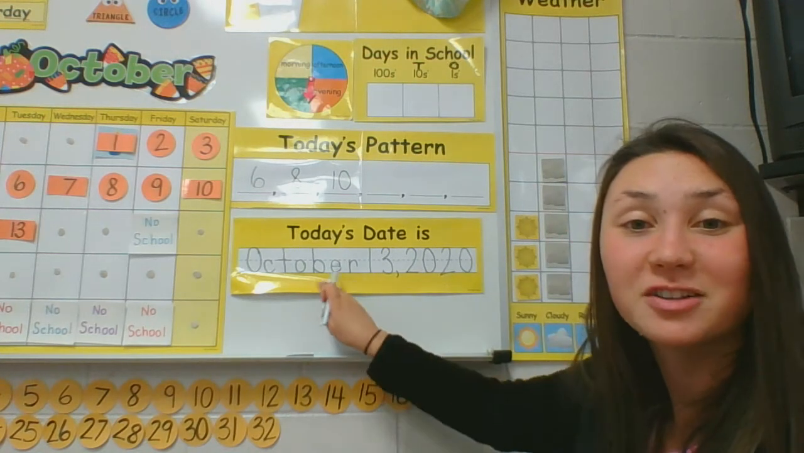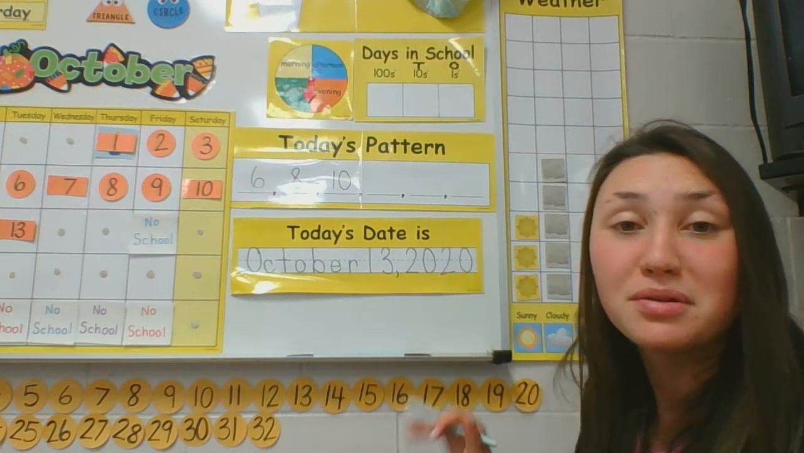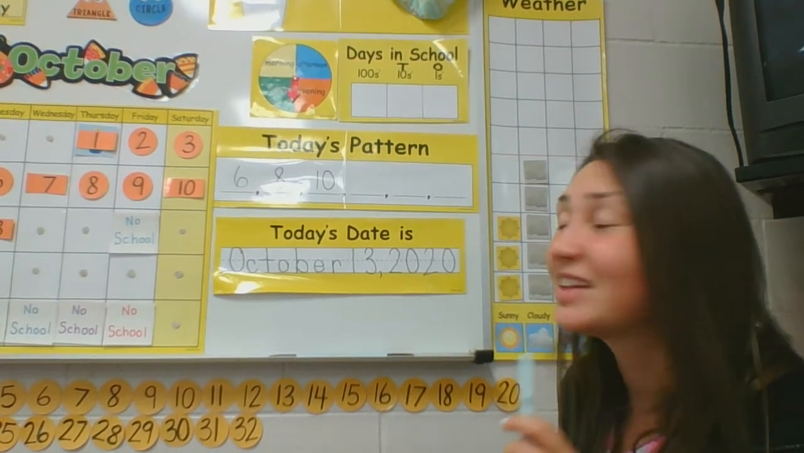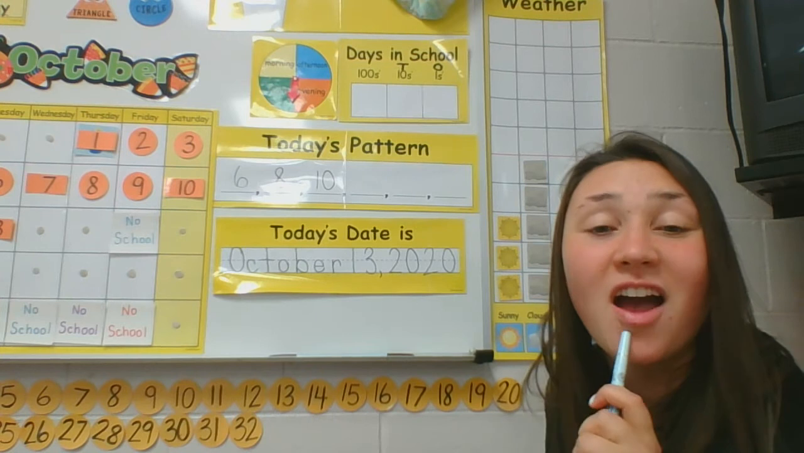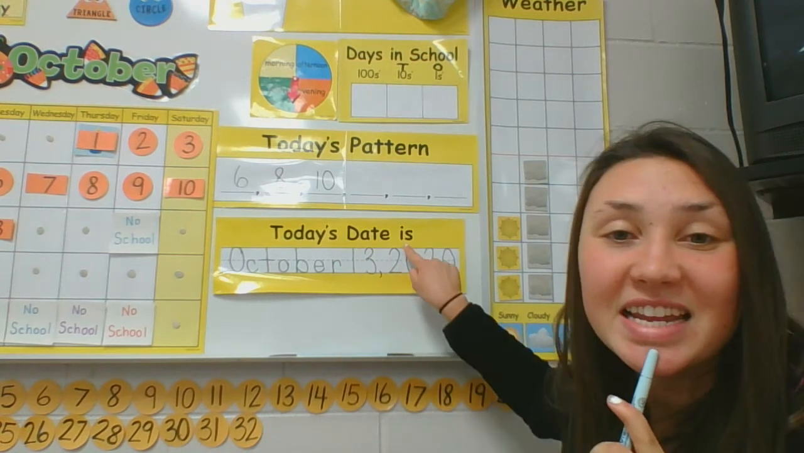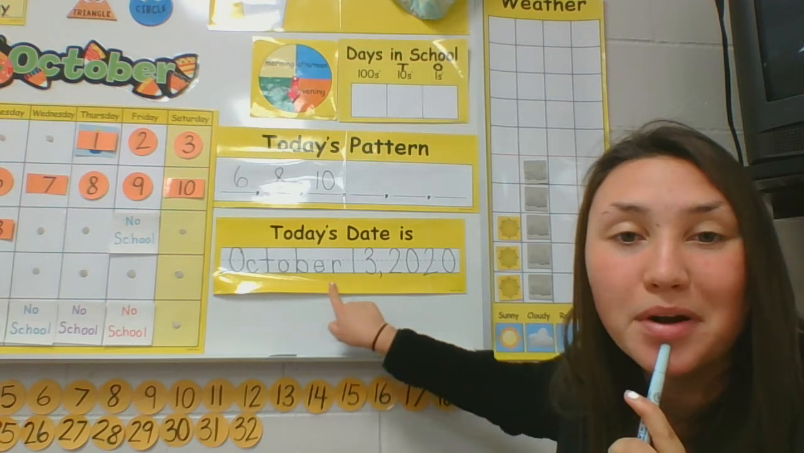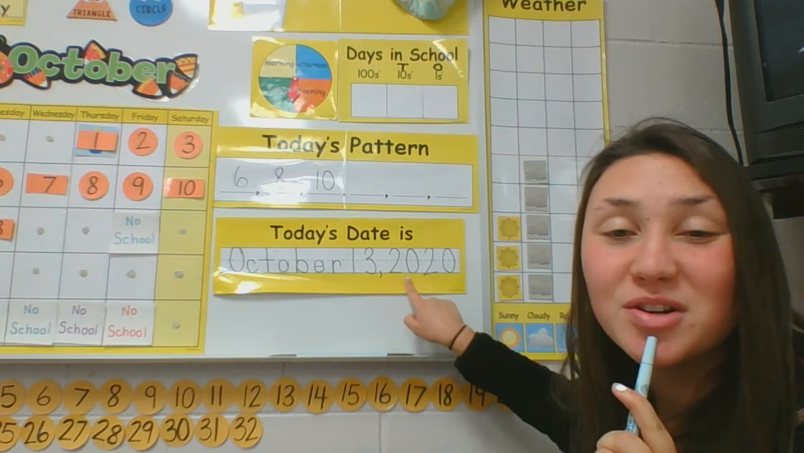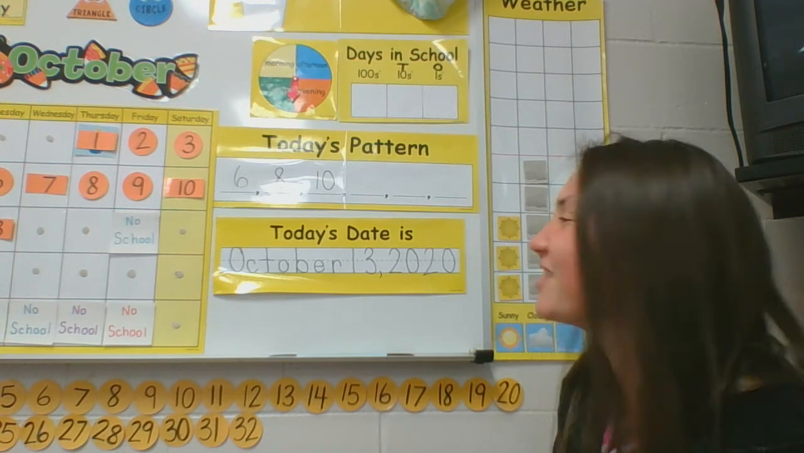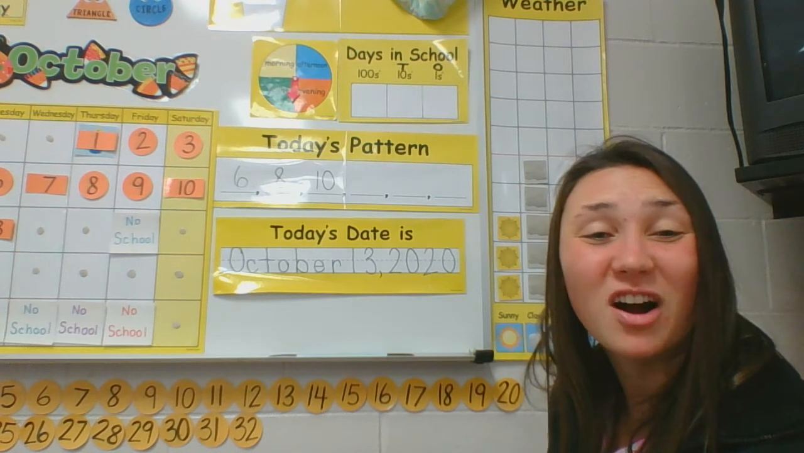All right. October 13th, 2020. Here we go. Grab your microphone and let's announce the date today. Ready? Good morning, Milwaukee. Today's date is October 13th, 2020. Very good, kindergartners. Thanks for doing that with me. Let's move on to our days in school.